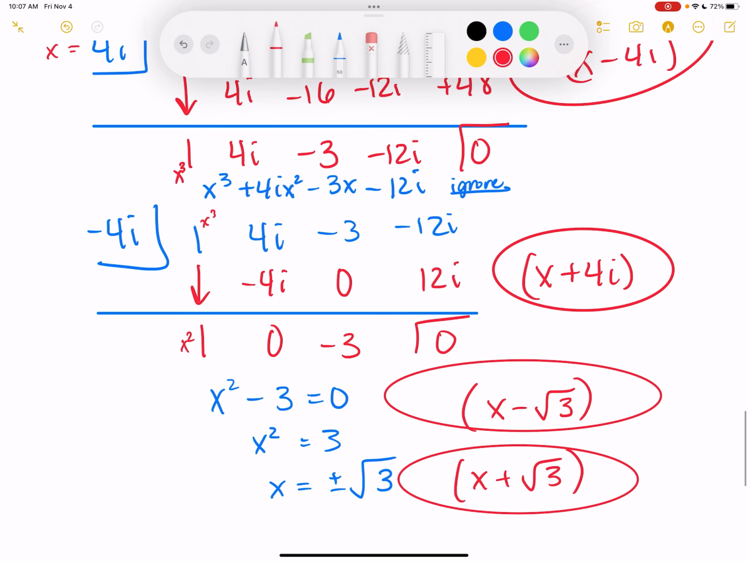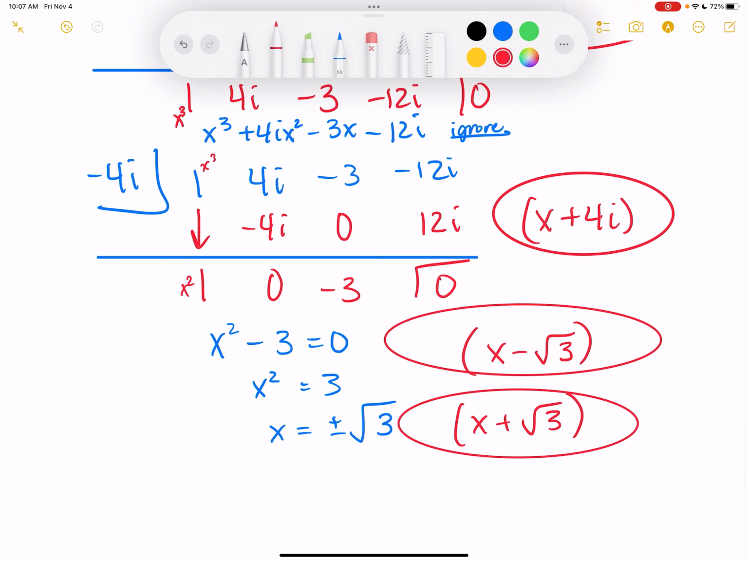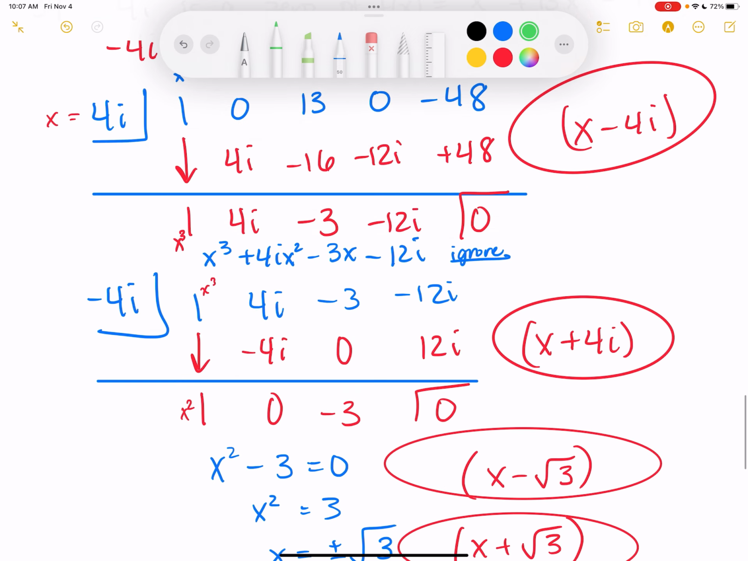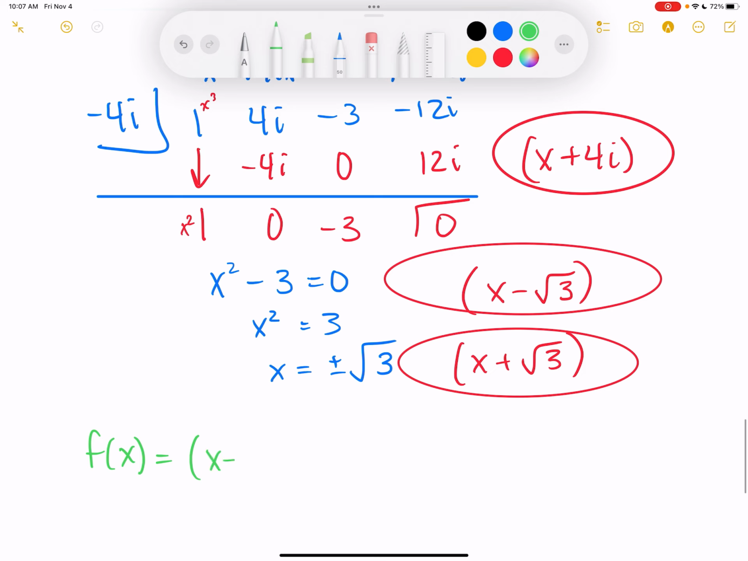So then you just have to write it out. f of x equals, so the first one was x minus 4i. Then I had x plus 4i, x minus the square root of 3, and x plus the square root of 3.